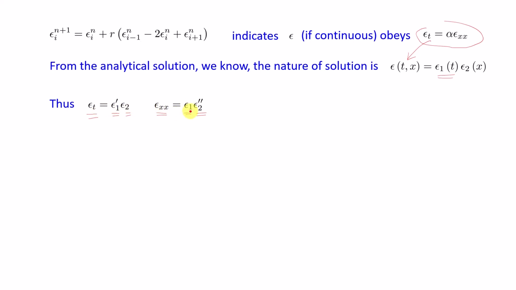Now we can plug this into the main equation, and what we get is epsilon 1 prime divided by epsilon 1 is equal to epsilon 2 prime divided by epsilon 2. Since this is a function of t and this is a function of x, their equality tells us that they should be equal to a constant. And as we have seen before, this constant has to be negative. If it is not negative, then it will simply grow in time, and then it is of no use for us. So let us see with this idea, what can we get?